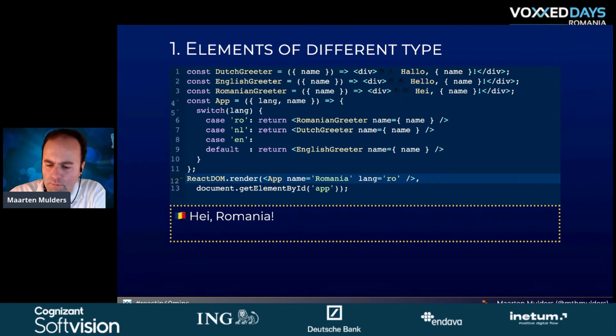Why does this work? Because we see a different child element. We now see a Romanian greeter rather than a Dutch greeter, and React will assume, based on that first assumption, it will conclude that this whole div is obsolete and that those characters inside that div are obsolete. And it will just throw it all away, throw it out of the window, and start building a new piece of document object model, this part. You could say that's not efficient. It might have been able to reuse the name part.